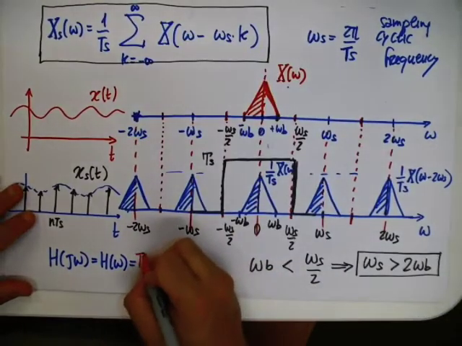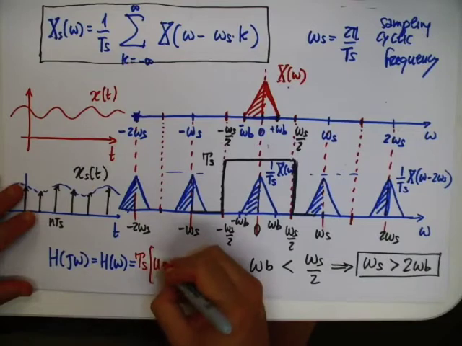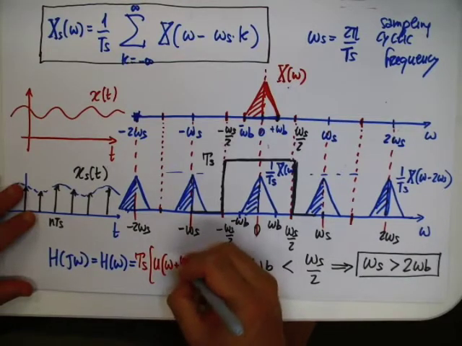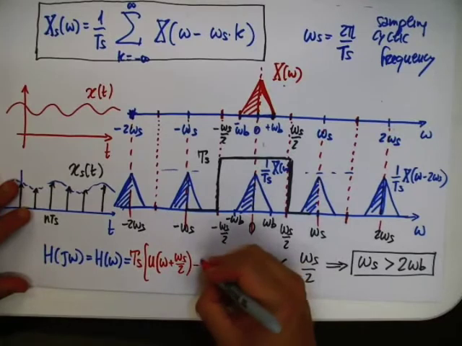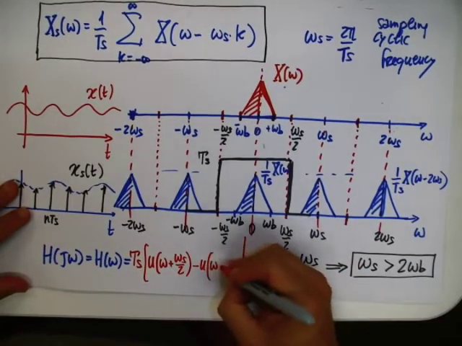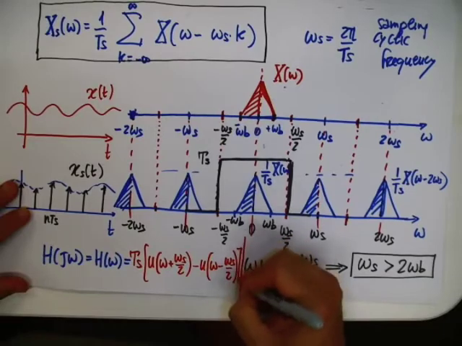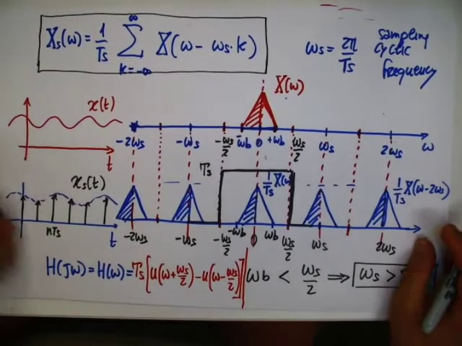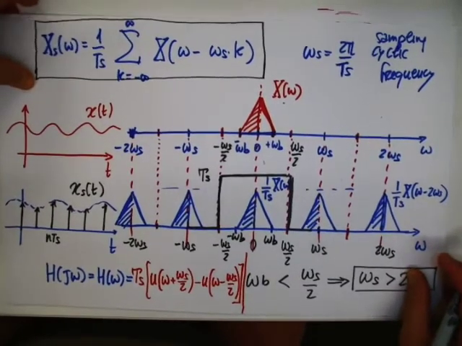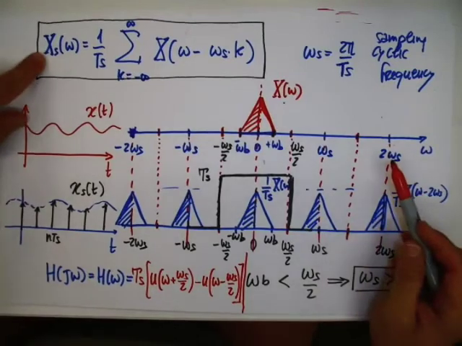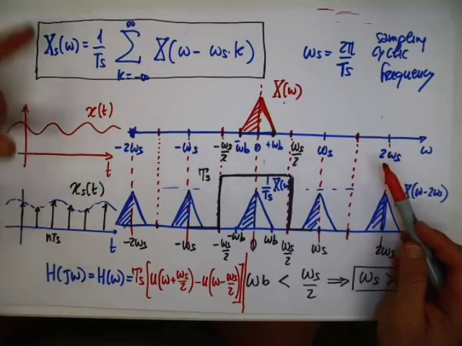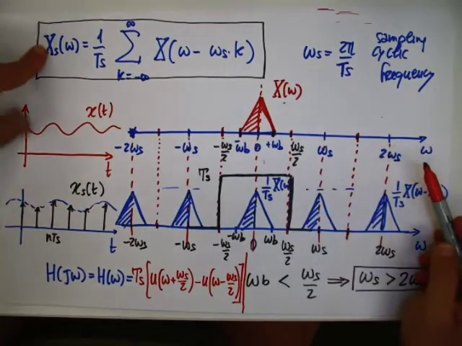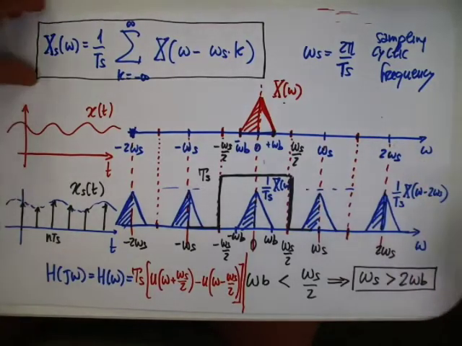which we can denote with H of omega, equal to Ts times u of omega plus omega sub s divided by 2 minus u of omega minus omega sub s divided by 2. That's what we want, and it will do the job. So we can recover the original spectrum by multiplying this spectrum with this filter. And let's see what happens in physical time, in the time domain.